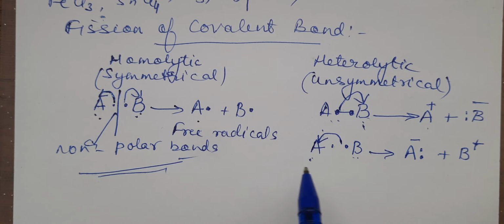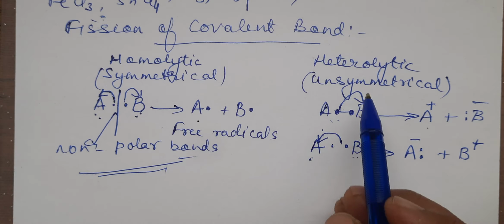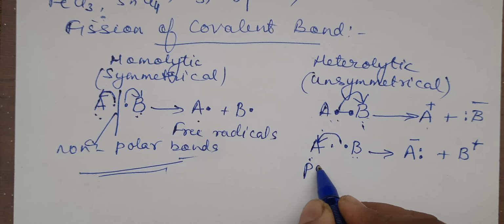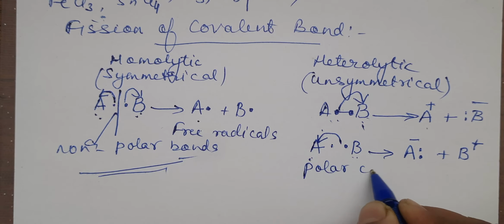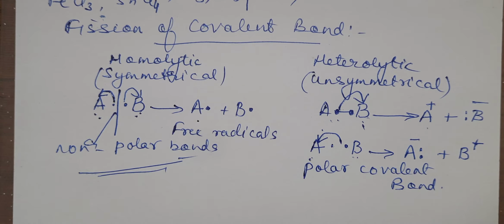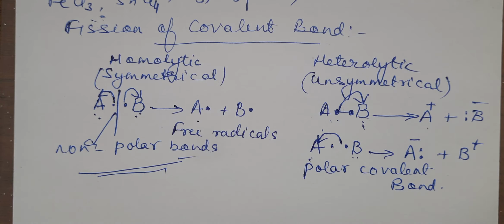So when will this be formed? When will this heterolytic fission occur? This type of fission will occur when the bond is a polar bond. When there is a polar covalent bond, then it will break by heterolytic fission. It will result in the formation of a positively charged species and a negatively charged species.